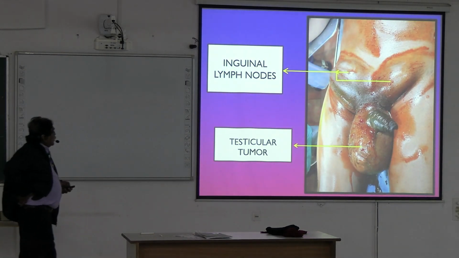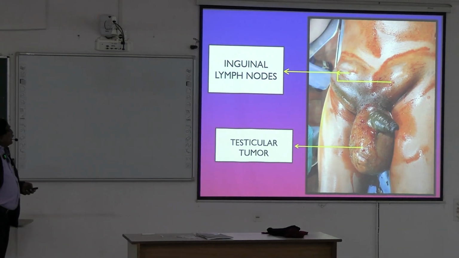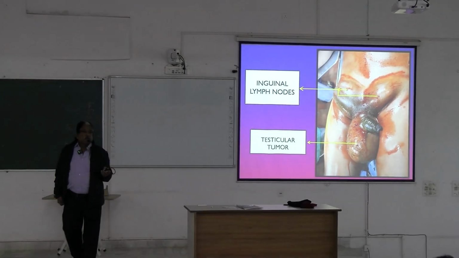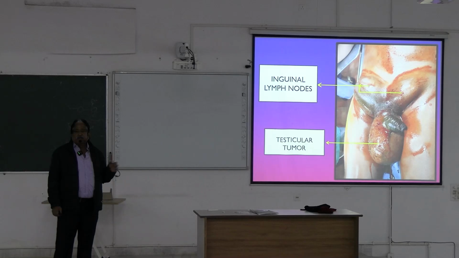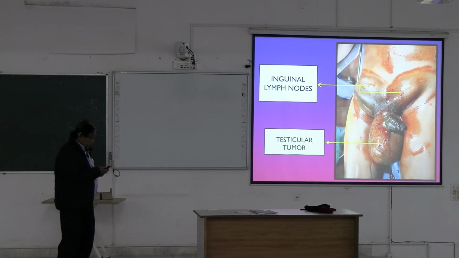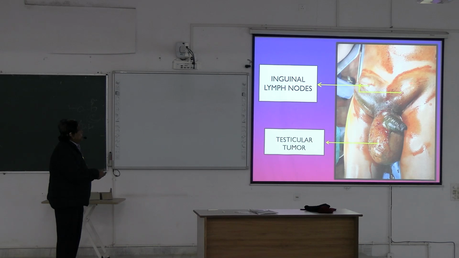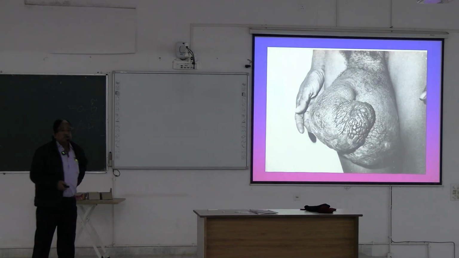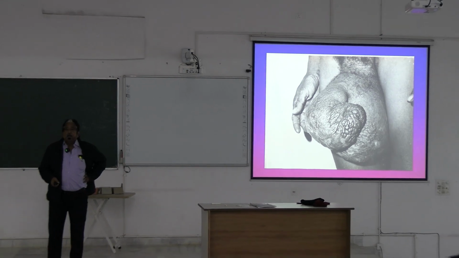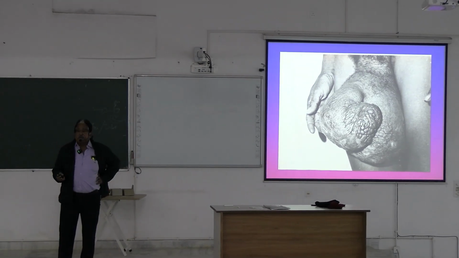Now, this is a picture before operation, with povidone applied. I operated on this person, and we removed, with total excision, this inguinal lymph node, and the testicular tumor. Now, this is filariasis of the penis. It was very common in previous days.